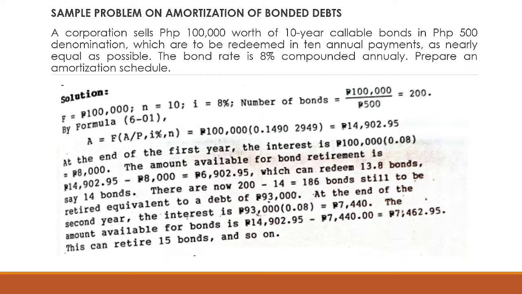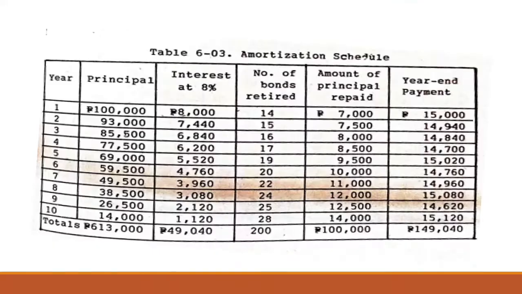So there are now 200 minus 14 is equals to 186 bonds still to be retired, equivalent to a debt of 93,000 multiplied by the interest rate is equals to 7,440. The amount available for bonds is 14,902.95. You minus 7,440. You will have 7,462.95. This can retire 15 bonds and so on. This is the amortization schedule.